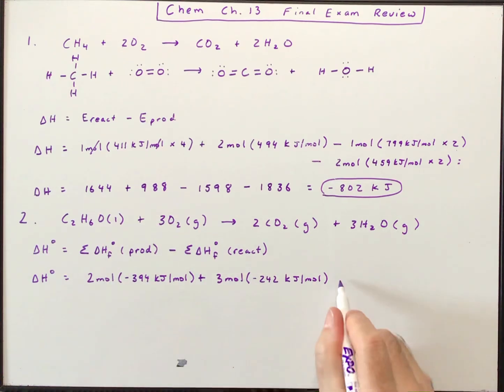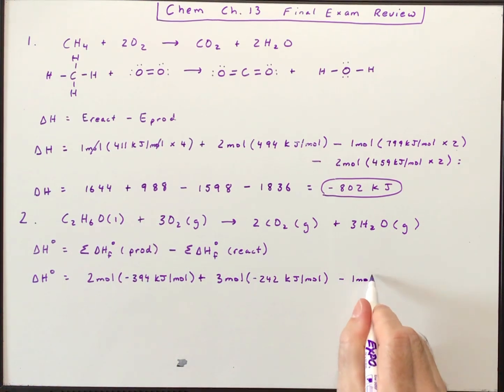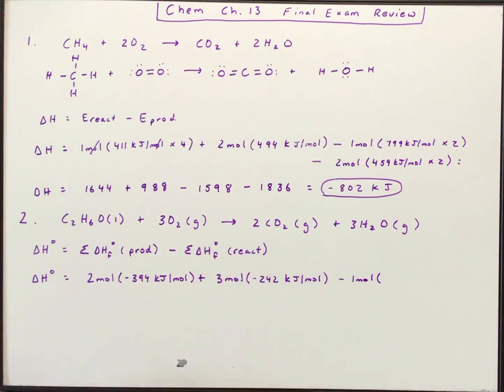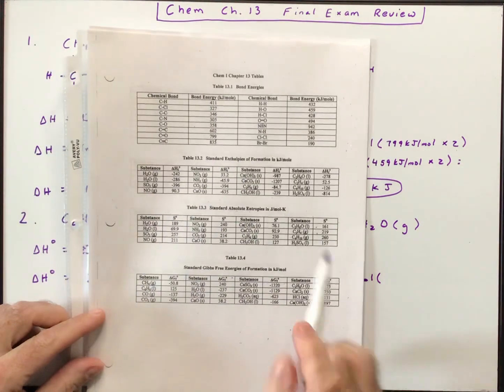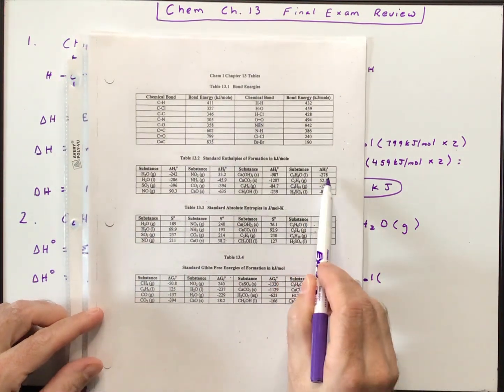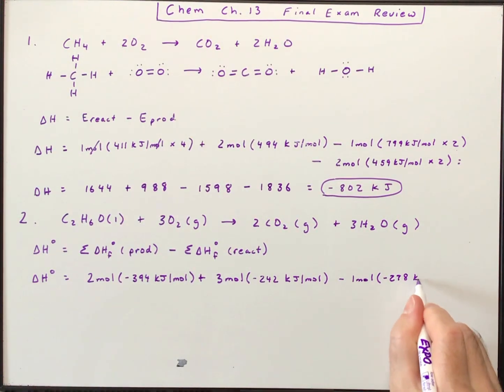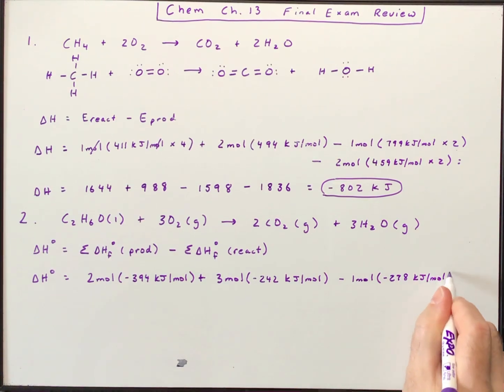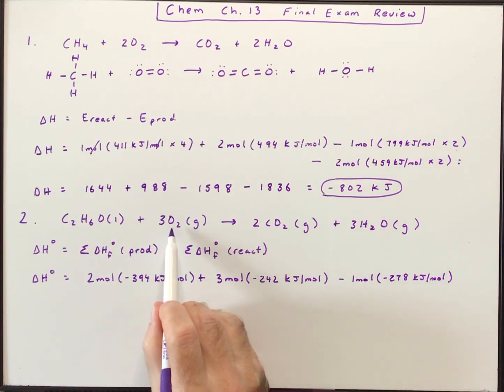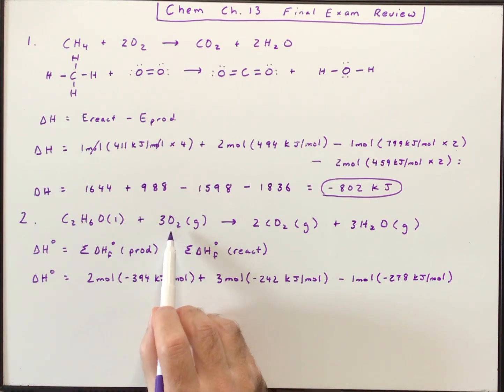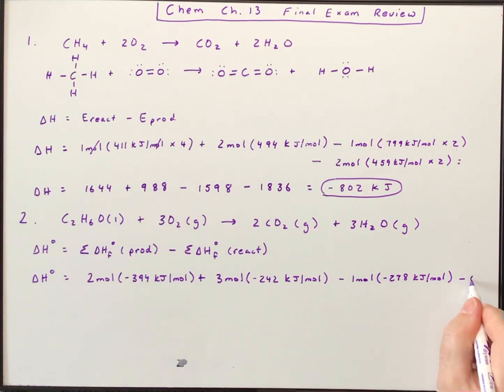And now we're going to subtract out the reactants. So 1 mole for C2H6O liquid. Just make sure you're on the right table. Table 2, negative 278. And then for oxygen, O2, any element in its natural elemental form, oxygen appears in nature as O2, has an enthalpy of formation of 0. So that would be minus 0.